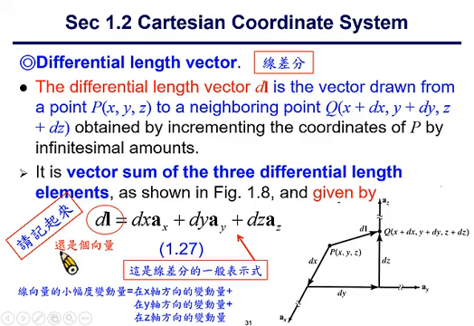So as I already wrote on the blackboard, dl equals dx ax plus dy ay plus dz az is the general expression for differential length in Cartesian coordinate system. This is a vector, scalar vector, scalar vector, scalar vector. So in the study of electromagnetics, you are encouraged to do translation, in particular translation between mathematical expression and 中文或英文 as you prefer.